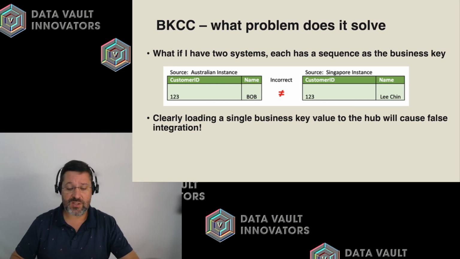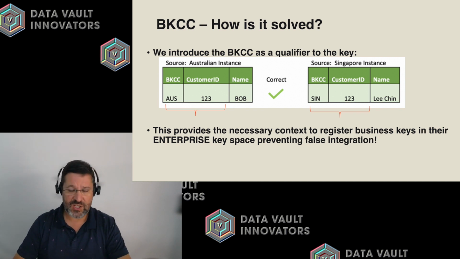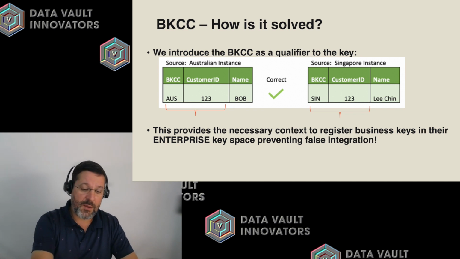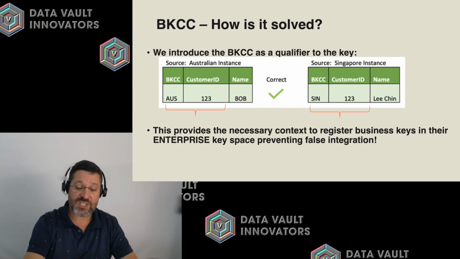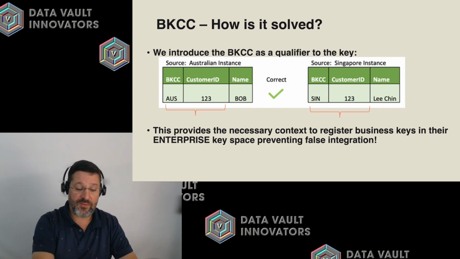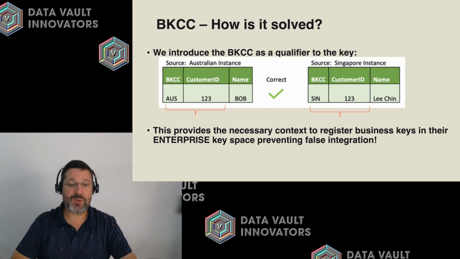So what do we try to do here? We can come along and say, if we give it a business key collision code, a qualifier, give it its key domain context, we can essentially specialize that value, and the combination of the business key collision code and the business key is now unique. So this helps us to prevent false integration.